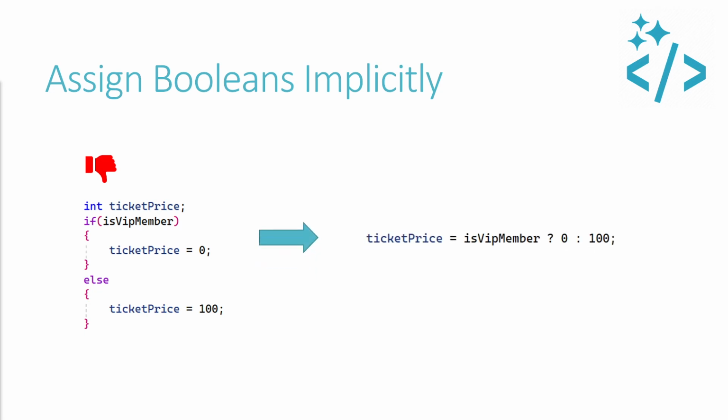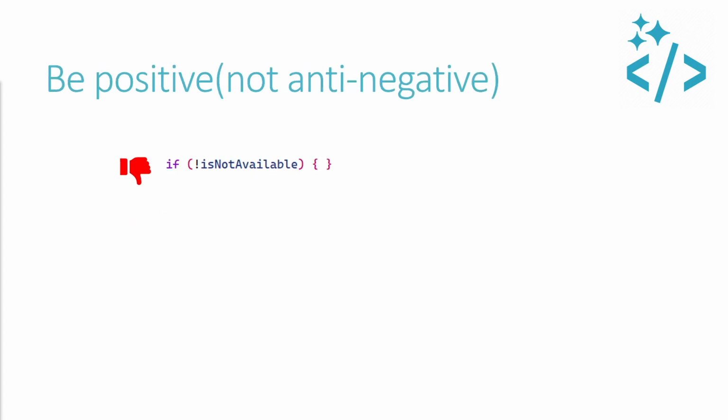So the name here is suggestive. We should also be positive. I really don't like this negative naming because it makes the code really hard to understand. Instead of having this not is not, write directly the is available.